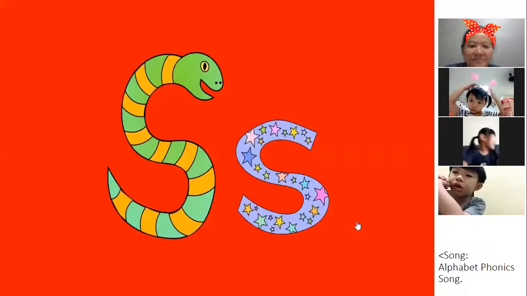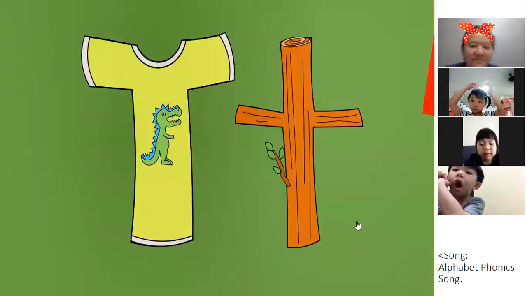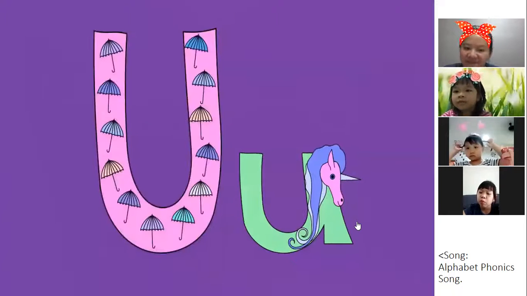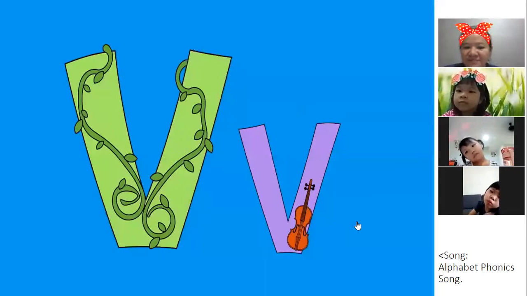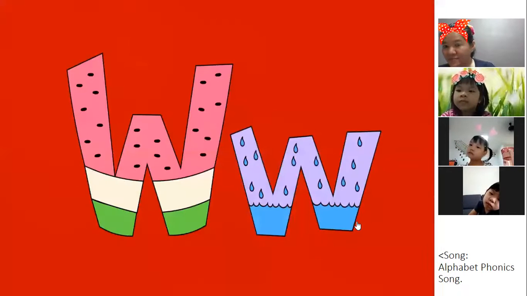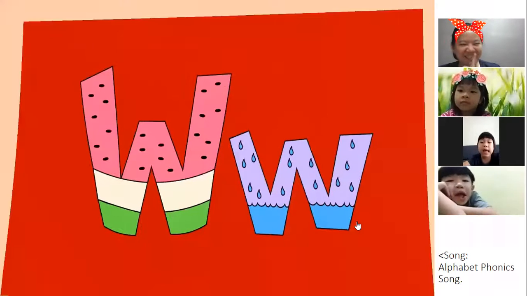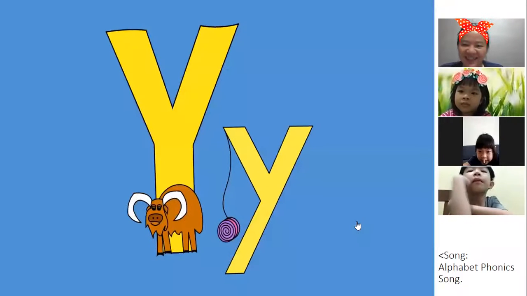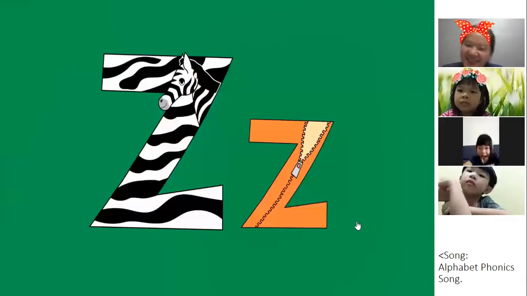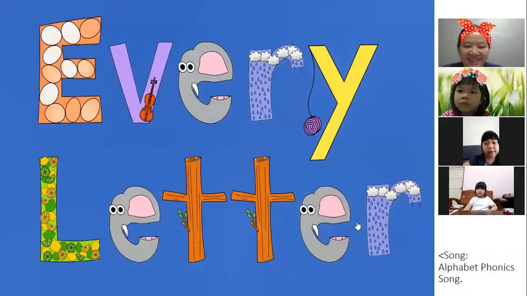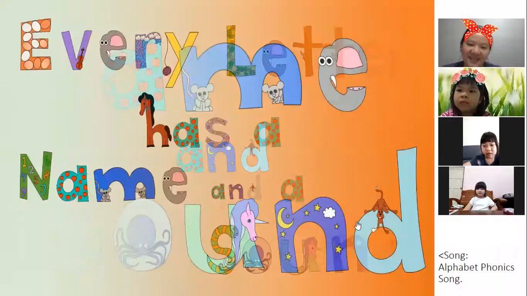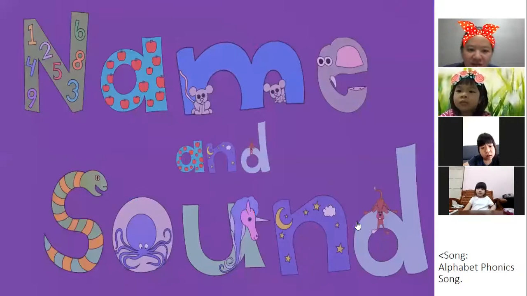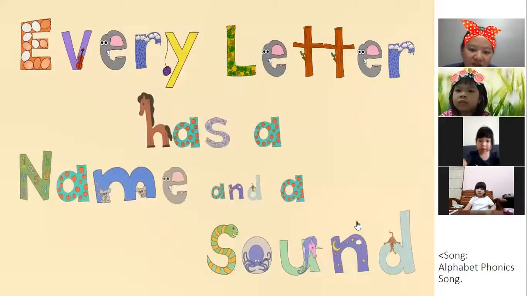My name is S. My sound is S. My name is T. My sound is S. My name is U. My sound is S. My name is V. My sound is S. My name is W. My sound is W. My name is X. My sound is X. My name is Y. My name is Z. My sound is X. Every letter has a name and a sound.